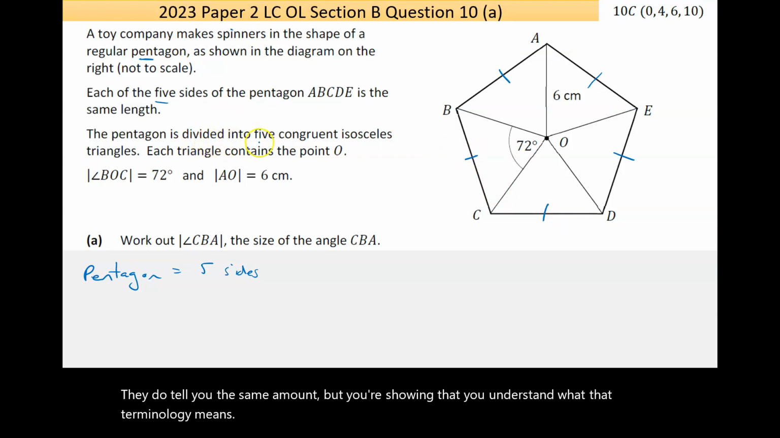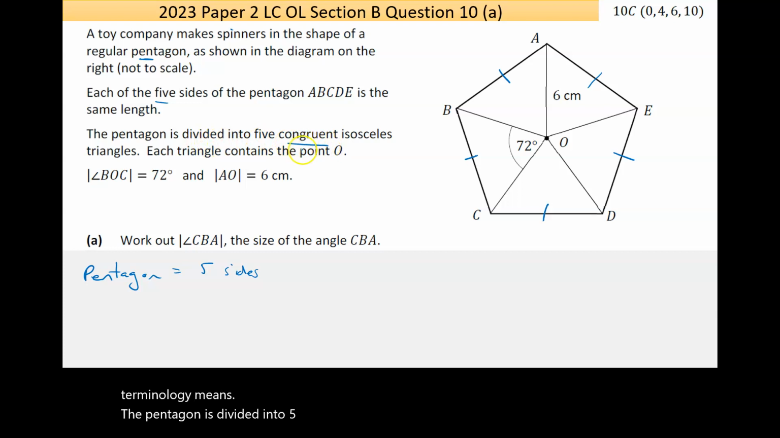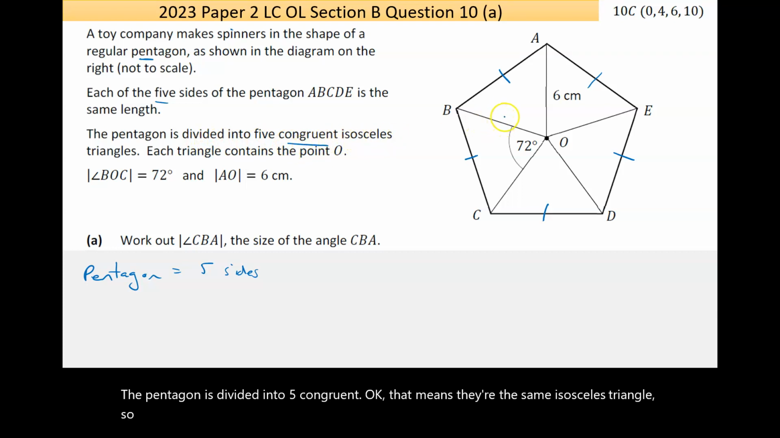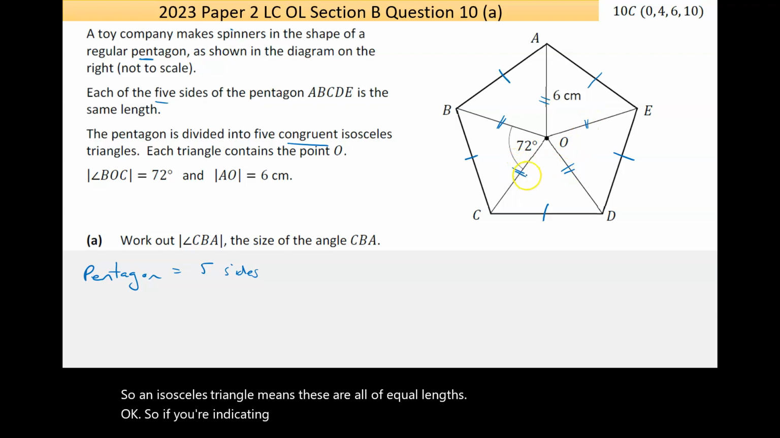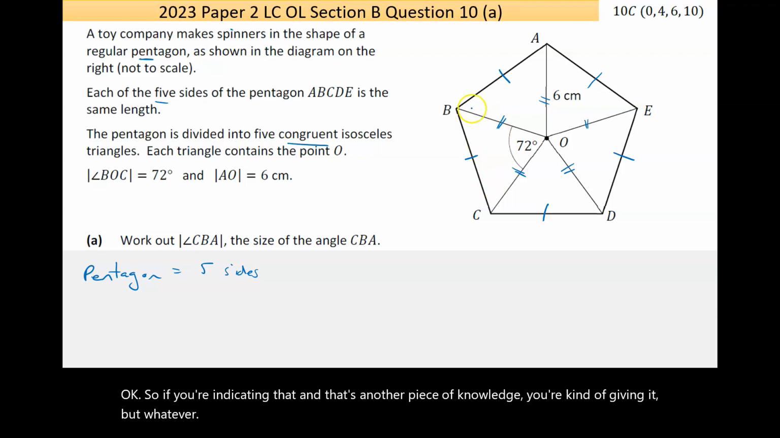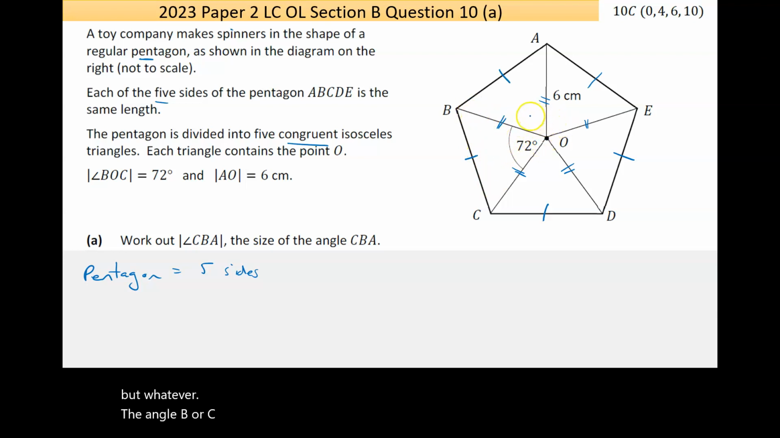The pentagon is divided into five congruent, okay, that means they're the same, isosceles triangles. So an isosceles triangle means these are all of equal lengths. If you're indicating that, that's another piece of knowledge. Now you're kind of given it, but whatever. The angle BOC is 72 now, definitely. If you wrote in 72 here, okay, they're all 72.